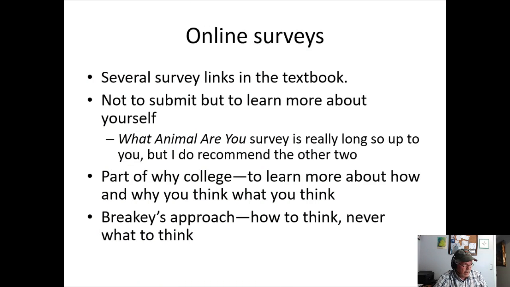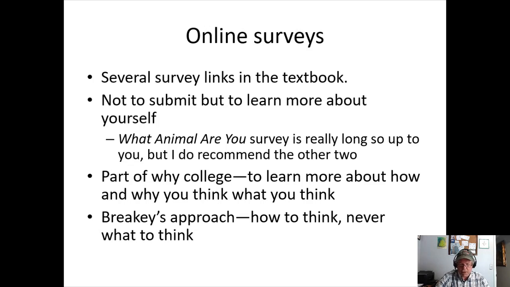Anyhow, as you go through step 2, one of the sections has a series of 3 links, and they take you to surveys about how you learn, how your brain works, that kind of thing. The what animal are you? It's super long. Do it if you want, but the other 2 about your learning styles, that kind of thing, those are useful, and that's part of why college as well, to learn more about how your brain works, what you think, why you think that way.